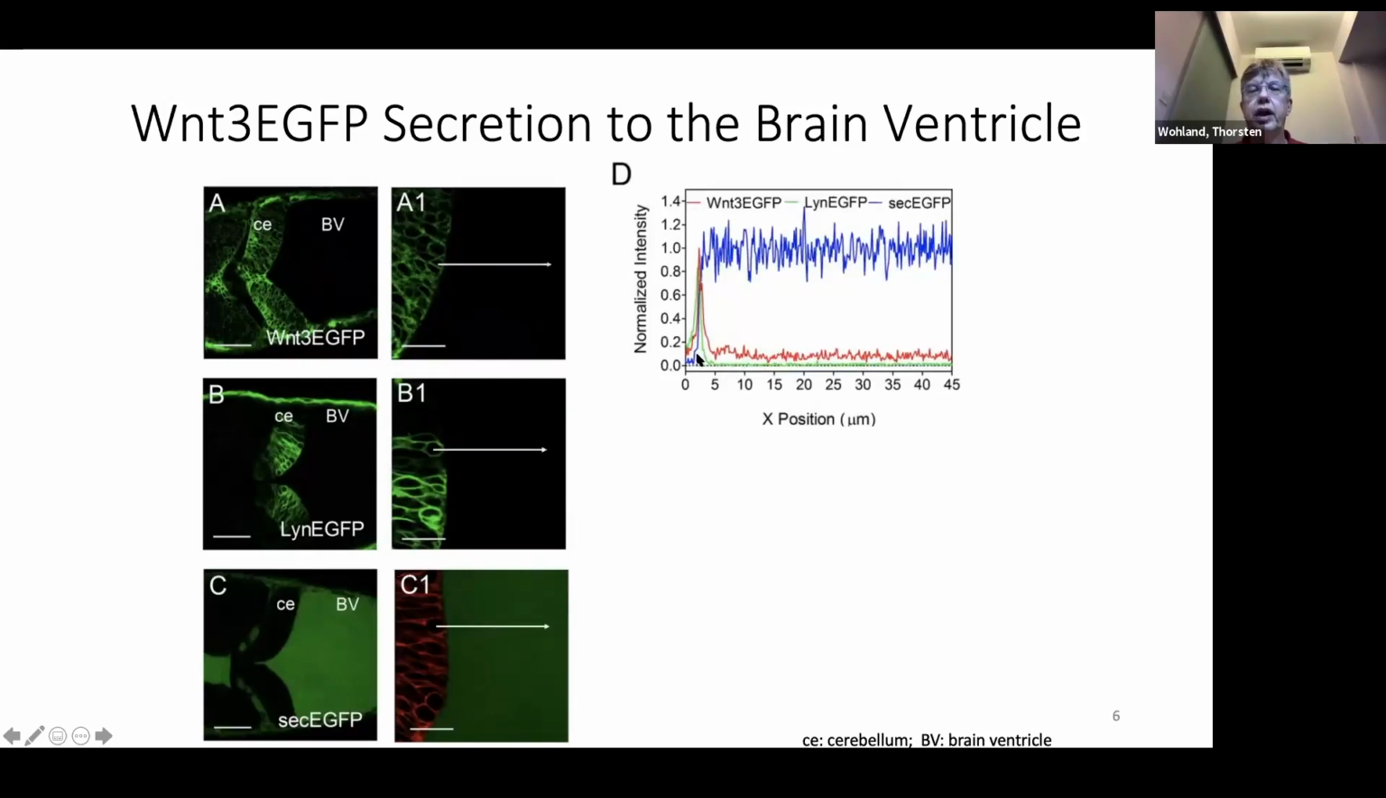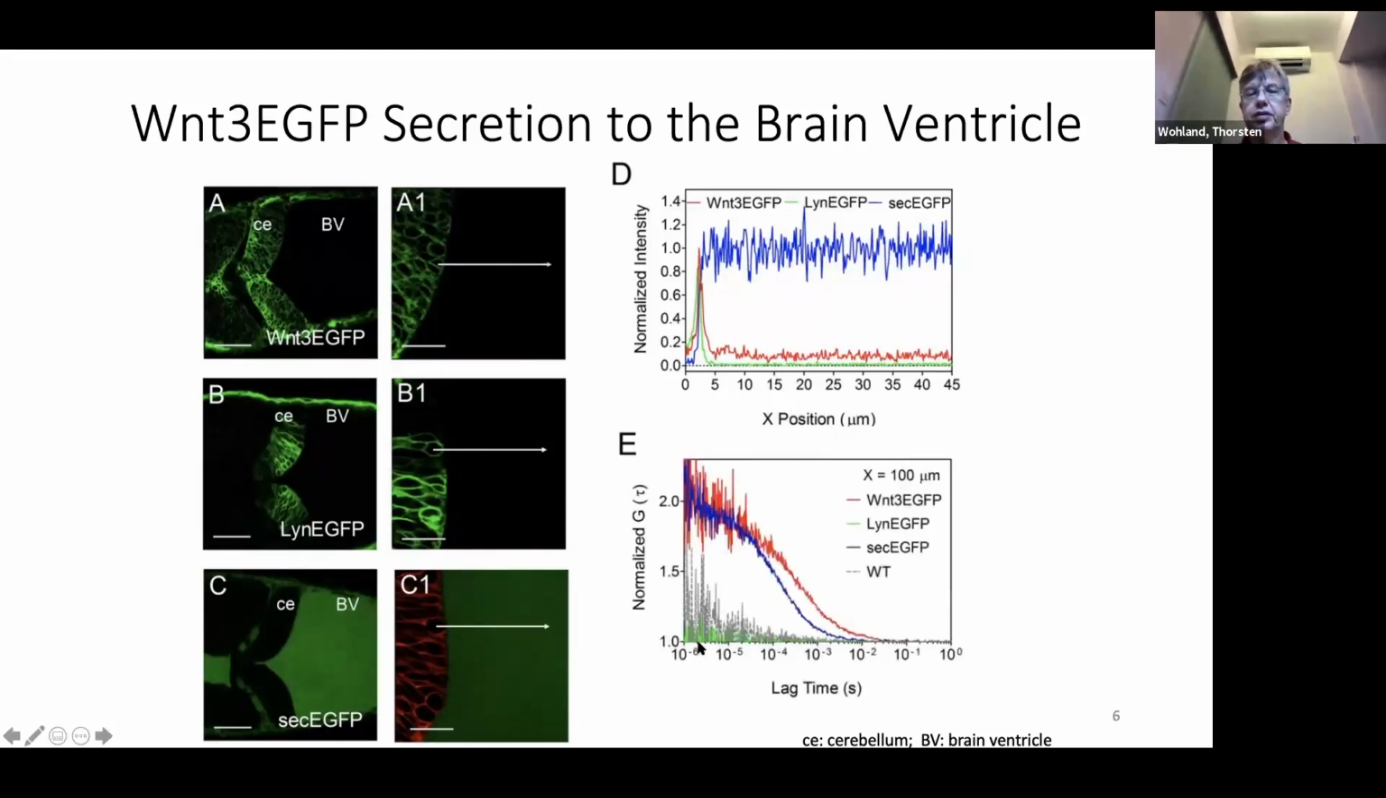If you take a look at Lyn EGFP, a molecule that should be only on the membrane, you see very nicely the peak on the membrane, but outside, in the brain ventricle, there is no Lyn EGFP, because Lyn EGFP is not secreted, it's bound to the membrane. But if you look at Wnt3, the red one, you see that we find Wnt3 on the membrane, very clearly, but we find it as well in the brain ventricle. And that already indicates that Wnt3 is secreted and can diffuse.